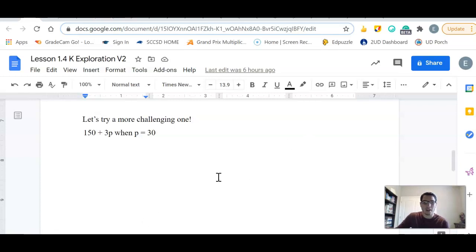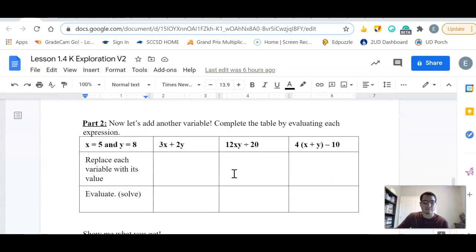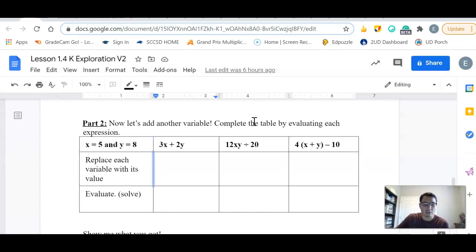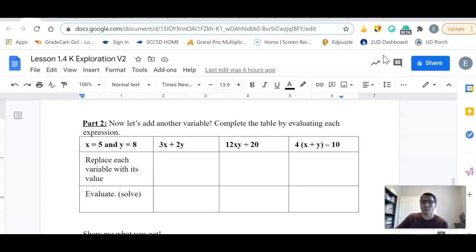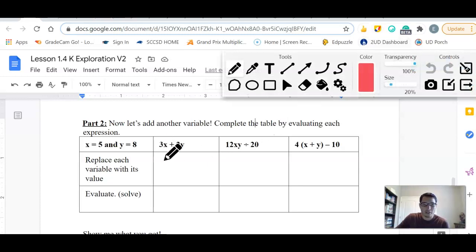Let's move on to the next part here. It says now let's add another variable. What? 2 variables and 1 algebraic expression? What's going on here? Complete the table by evaluating each expression. So x equals 5 and y equals 8. So replace each variable with its value. All right, well, let's try this.